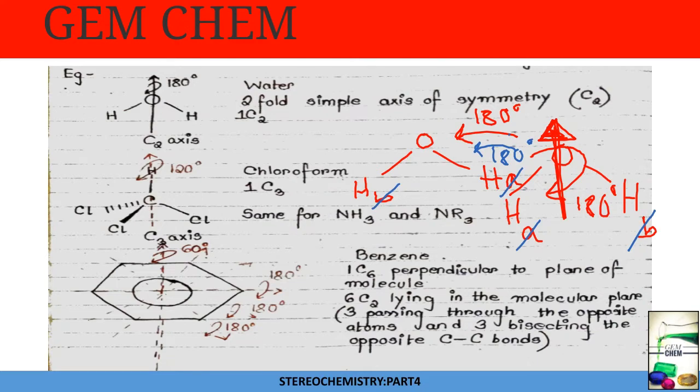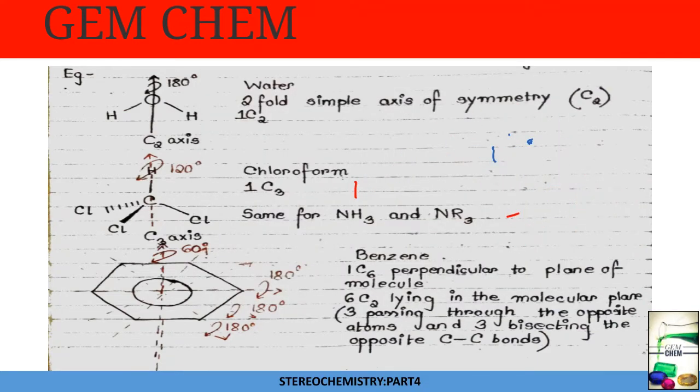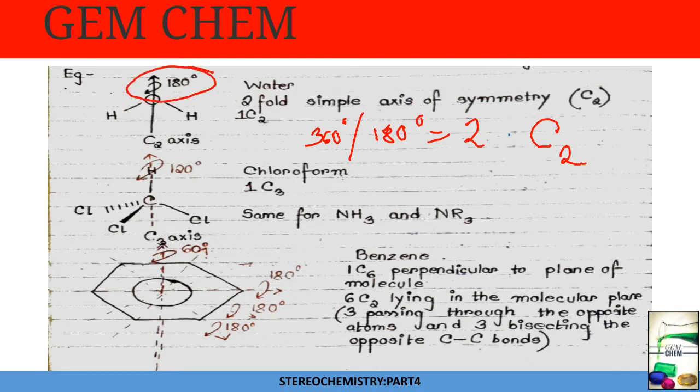So right now we can understand that it possesses an axis of symmetry which is known as a twofold axis of symmetry, and since it is rotated by 180 degree, 360 degree by 180 degree gives us 2. So this is a twofold axis and is represented by C2. This molecule possesses a C2 on rotation by 180 degree.